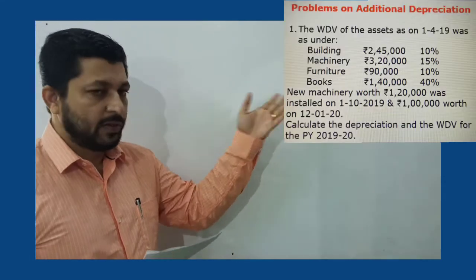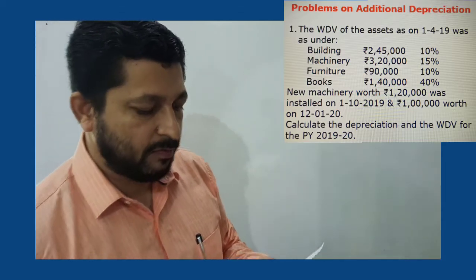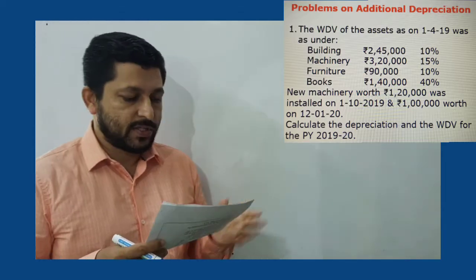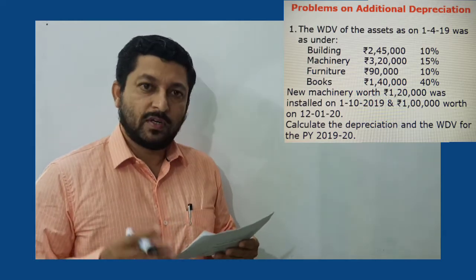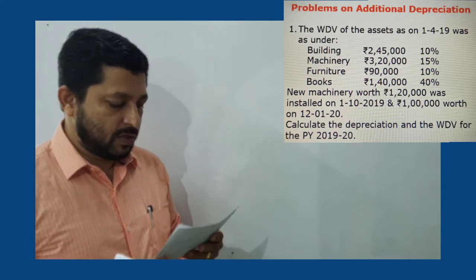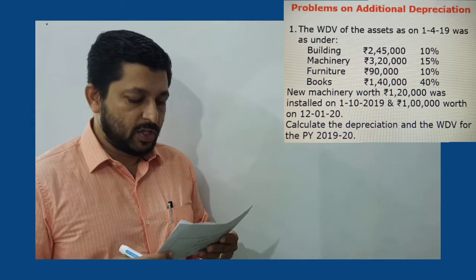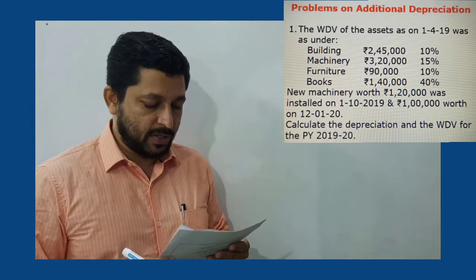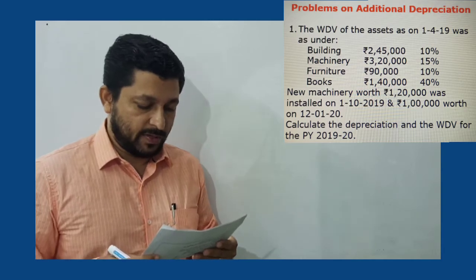So let's look at the first problem. The written down value of the assets as on 1st of April 19 was as under. We are given buildings 2,45,000, 10% is the block rate. Machinery is 3,20,000, the depreciation block rate is 15%. Furniture 90,000, block rate is 10%. And books 1,40,000, the block rate is 40%.